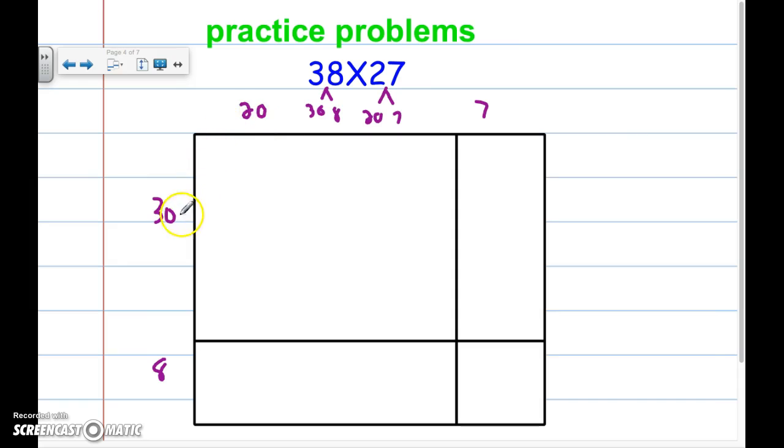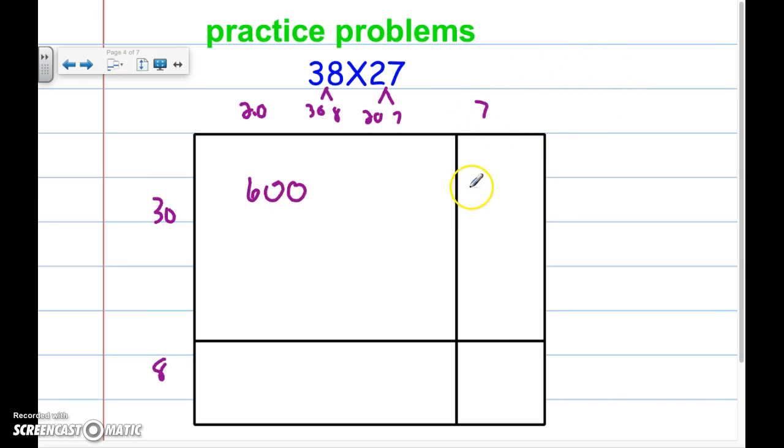First, I'm going to do this side times this side. So 30 times 20, well, that's going to be 6. 3 times 2 is 6, and then I have 2 zeros, so I'm going to place those at the end. So that makes 600. Then I'm going to do 30 times this number, 7, and it's going to go in the box.